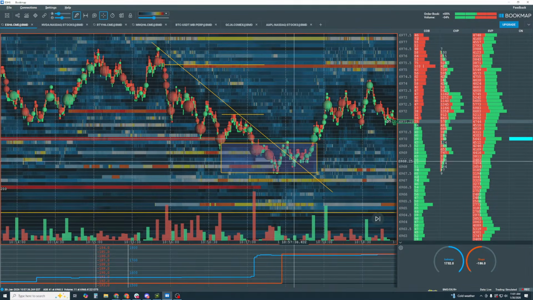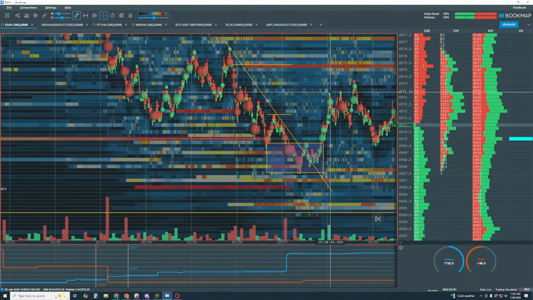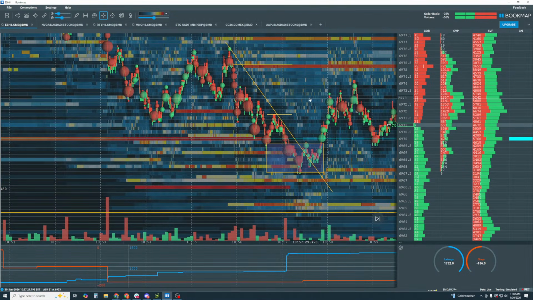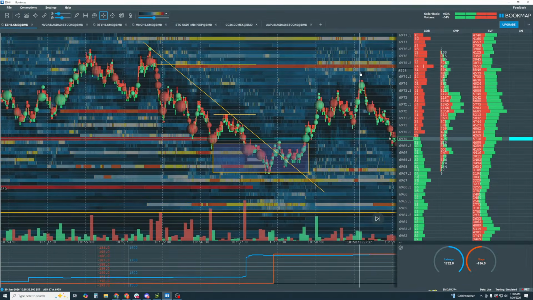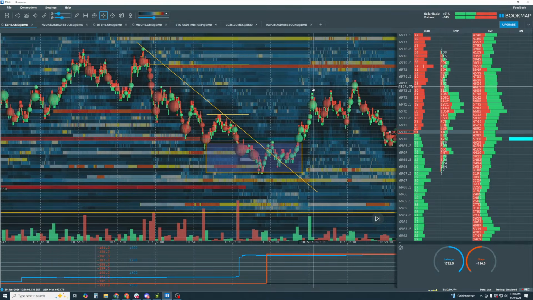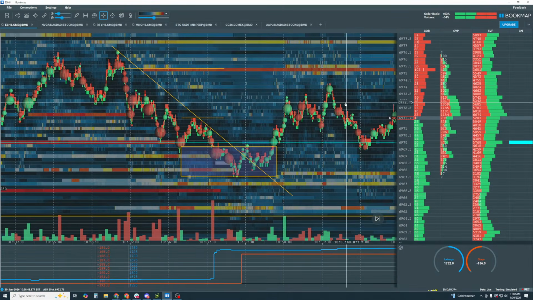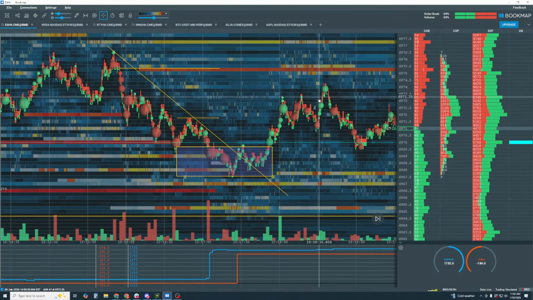In this structure in here, I'm seeing buyers back up above it. I'm looking for them to take it. Then I was targeting up here, and it didn't make it. So take a scratch. There are other ways to manage it, but let's just keep it simple. And that's what I would have done.